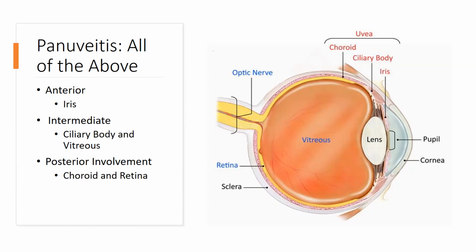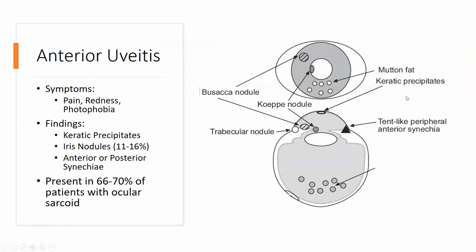Intermediate uveitis involves the ciliary body and the vitreous cavity, which is just that jelly-like substance that lies in this whole back chamber here. Posterior uveitis is defined as involvement of the choroid, which is this highly vascular structure that lies underneath the retina, the light-sensitive tissue of the eye. So this gives us a basic framework which we can build on.